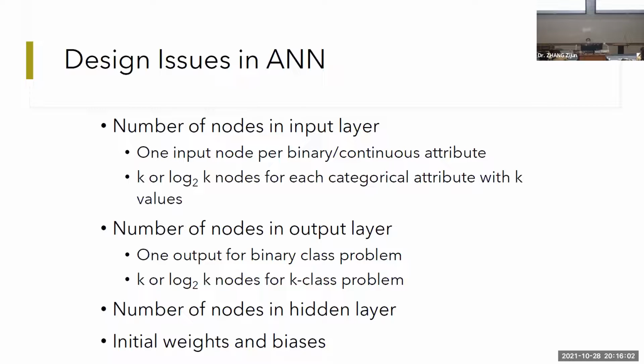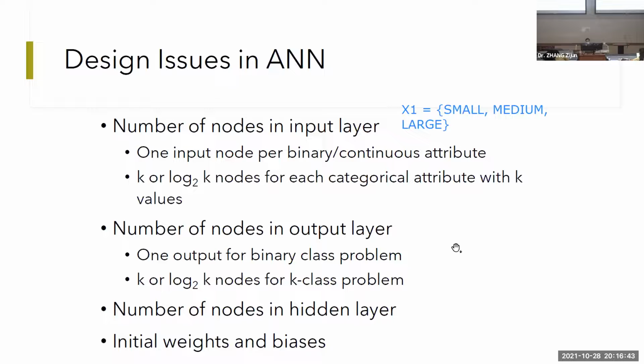So we talked about a simple case in the past: one input node per continuous or binary attribute. But how about categorical attributes? What do categorical attributes mean? It means x1 equals small, medium, large. Okay, when you buy clothes, the size, that x1 denotes size, then it will be categorical.